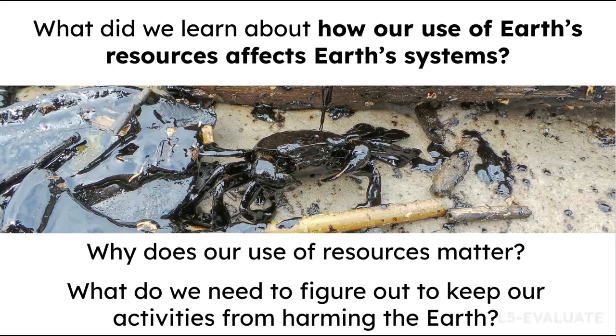To support student sense-making across the unit, you'll orient them back to the driving question board. You'll ask, what did we learn about how our use of Earth's resources affects Earth's systems? If there are questions that have been answered, you'll remove them from the driving question board and place them on the summary charts. You can use this as an opportunity to build on the class consensus model to answer the section driving question, how does our use of Earth's resources affect Earth's systems?